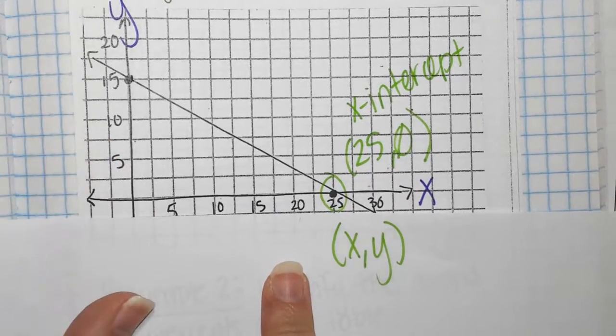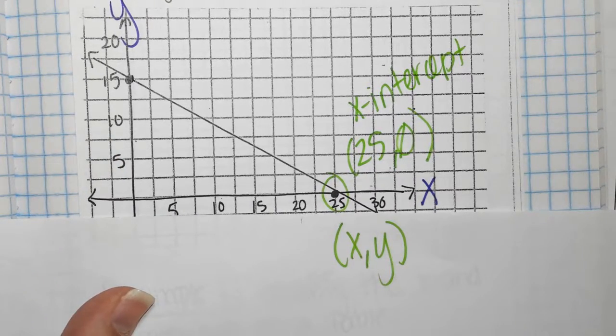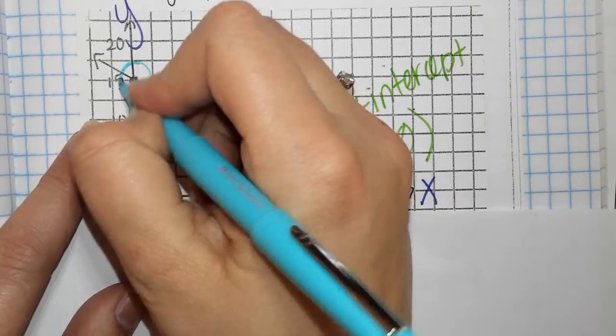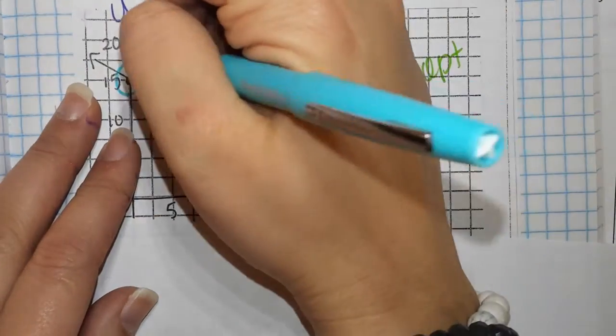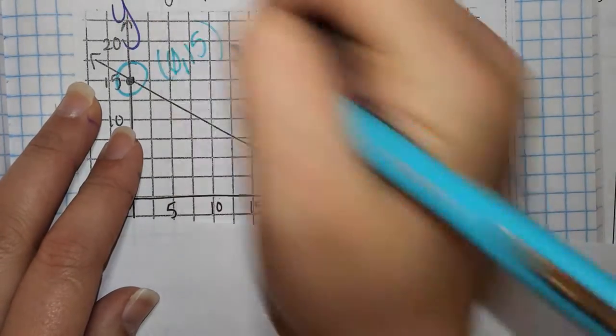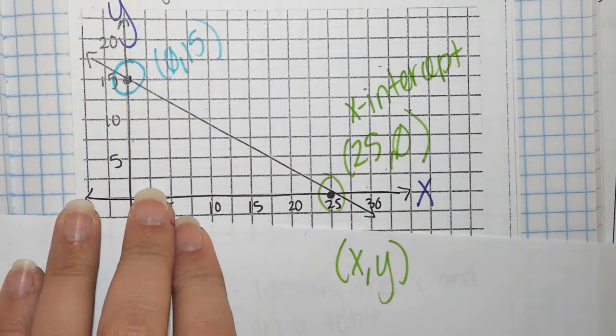What is our y-intercept? 15, 0? Which one is it? 0, 15. Both of you take a point. Good job.